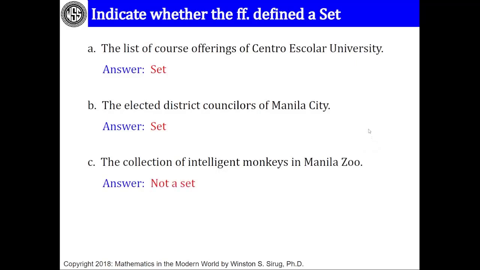Okay, so bakit siya not a set? O, although nakalagay sa kanya is collection of intelligent monkeys in Manila Zoo, it is not a set due to maraming klase ng intelligent monkeys sa Manila Zoo. Di ba? So, kung sinabi natin the collection of intelligent chimpanzees in Manila Zoo, so dinefine mo kung ano ba talaga yung monkeys na yon, it will become a set. Pero yung sinabi mo na monkeys lang, maraming klase na monkeys, hindi siya magiging set. Okay?